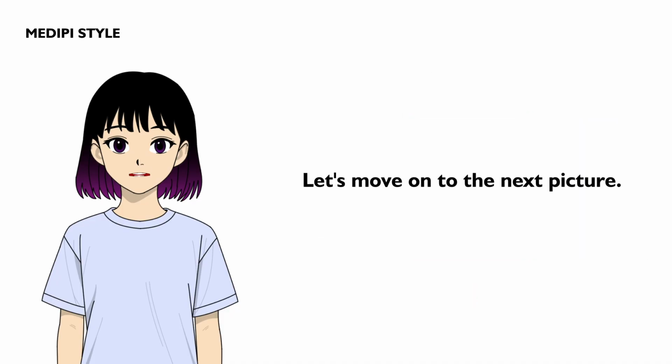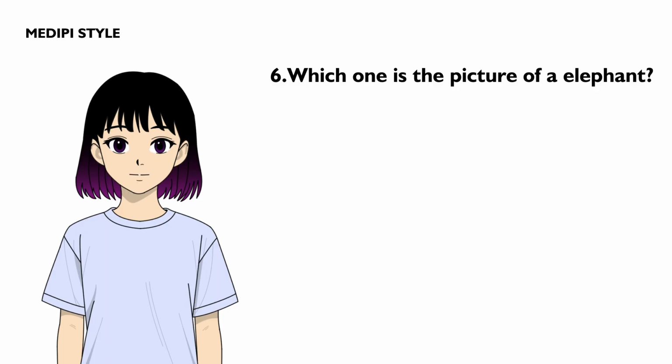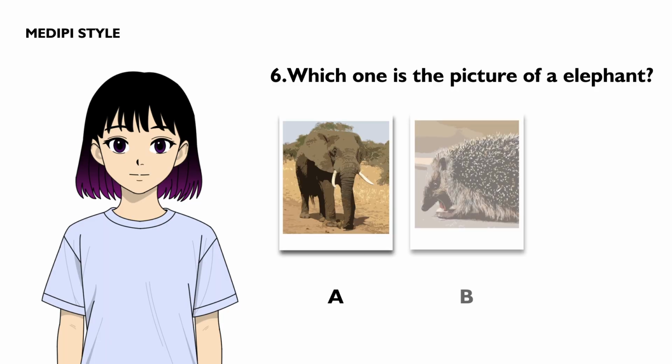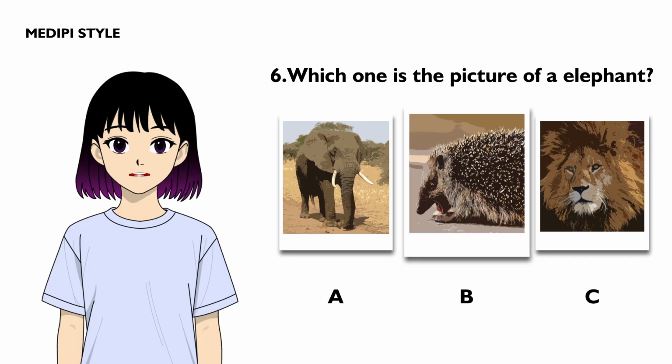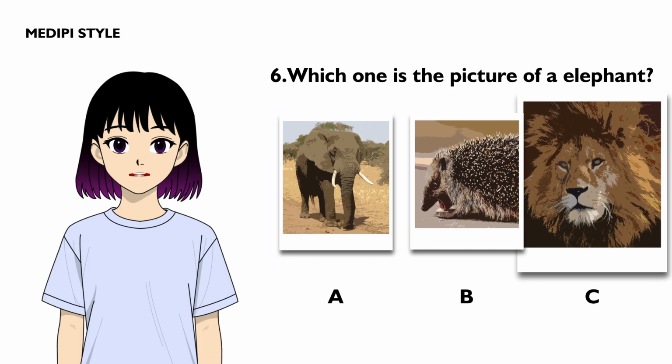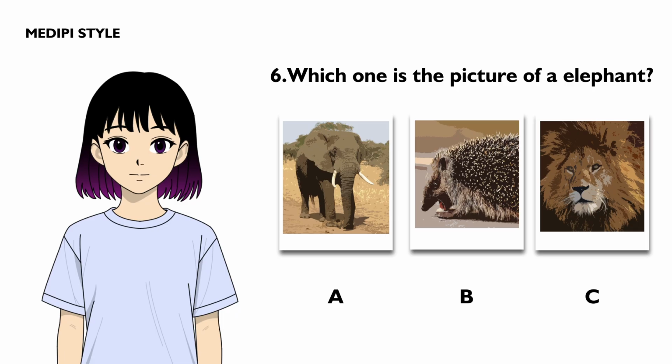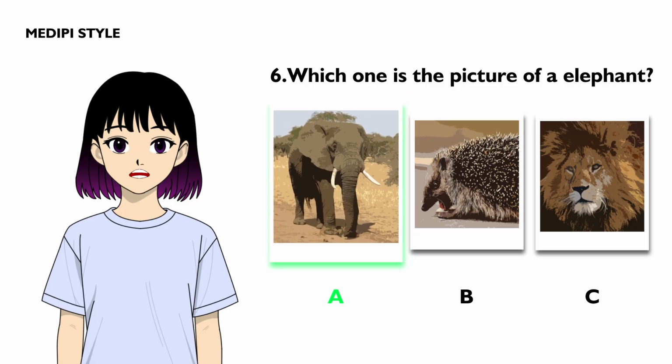Let's move on to the next picture. Which one is the picture of an elephant? A, B, C. That's right. This is an elephant.